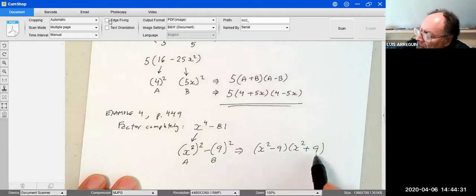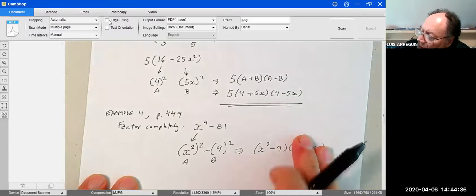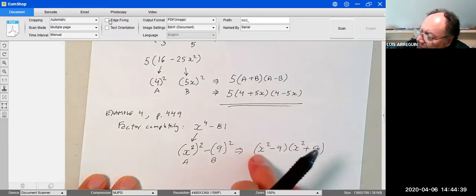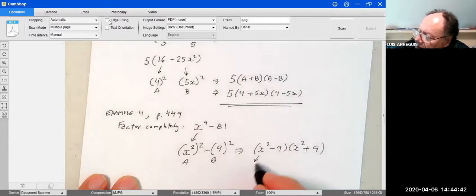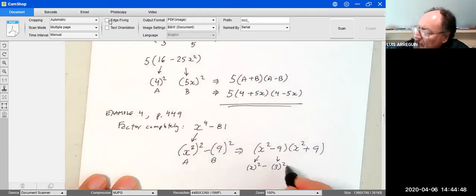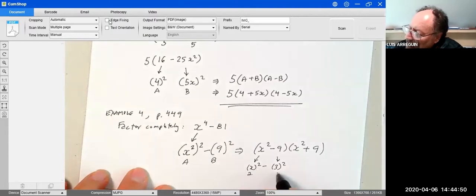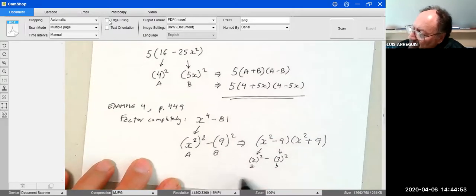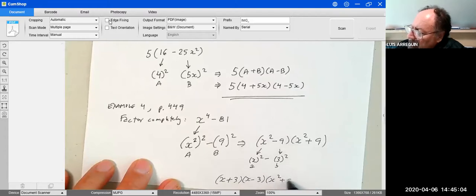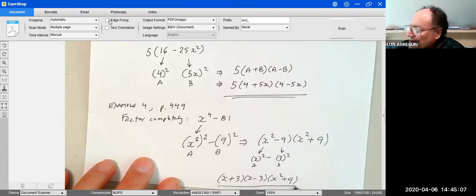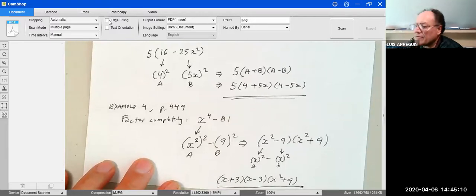Now, remember, the sum of two perfect squares cannot be factored, so we cannot do anything with this, but we can do something with this because this is the difference of two perfect squares again. So you can write this as x squared minus 3 squared. This is my new A, my new B. So I'm going to write x plus 3 times x minus 3 times the sum of two perfect squares that I couldn't factor.